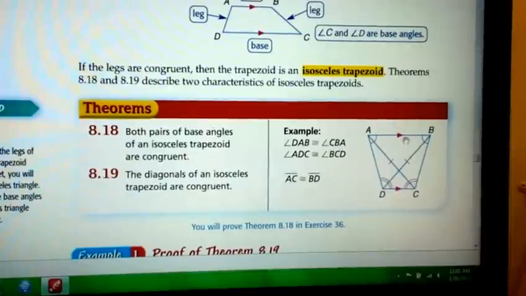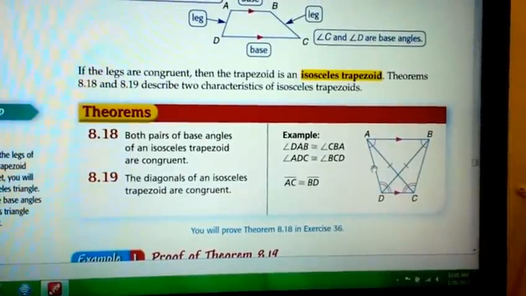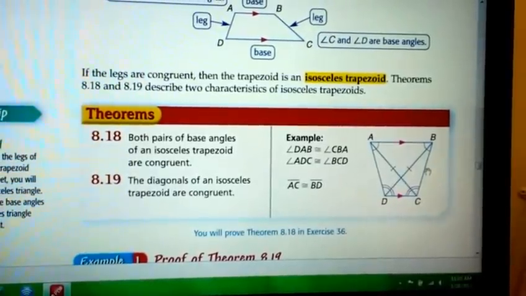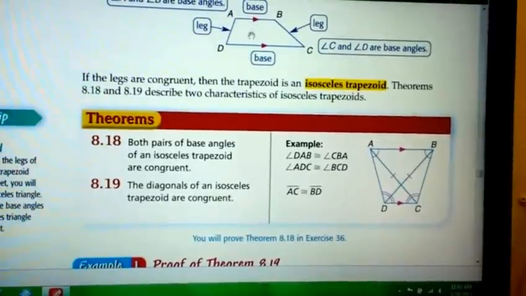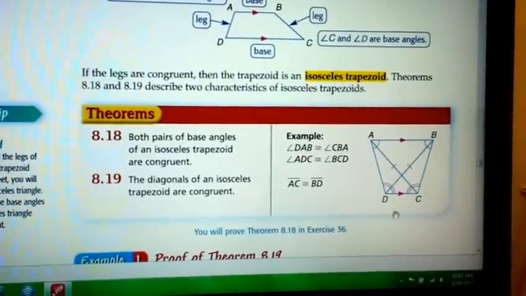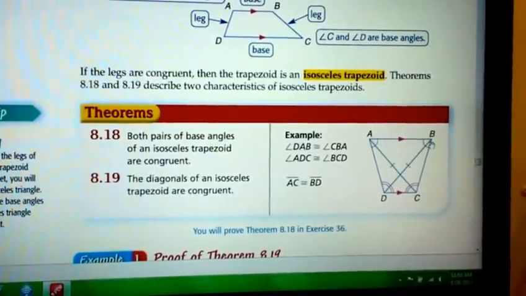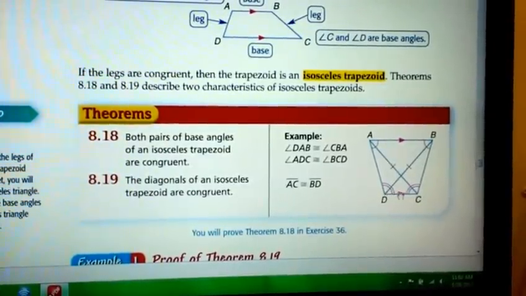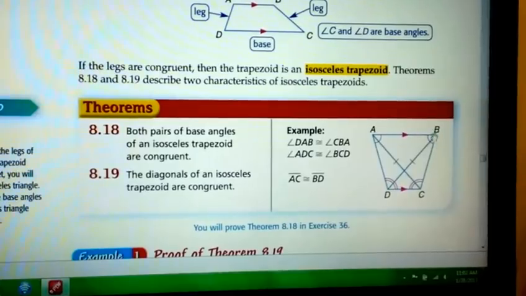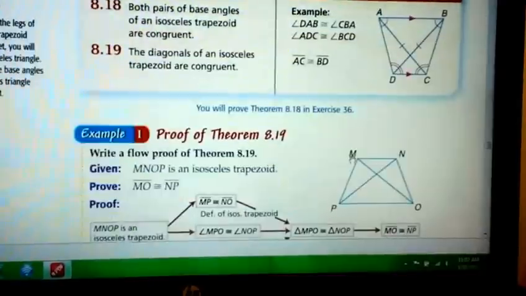So here's the top base, here's the bottom base, and what's interesting is that this leg is congruent to this leg. Therefore, it's an isosceles trapezoid and not just your regular trapezoid. Now, knowing that this is an isosceles trapezoid, you should be aware that this base angle is congruent to this base angle, and that this base angle is congruent to this base angle, and that this diagonal is congruent to this diagonal. Okay, moving on.